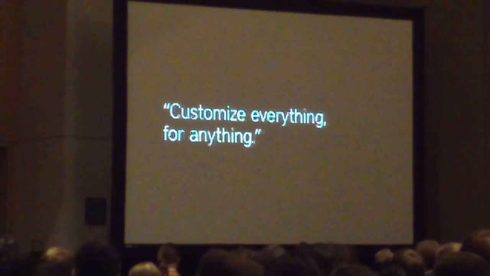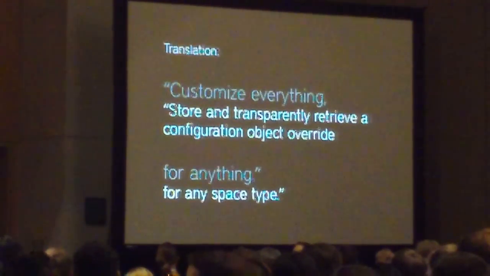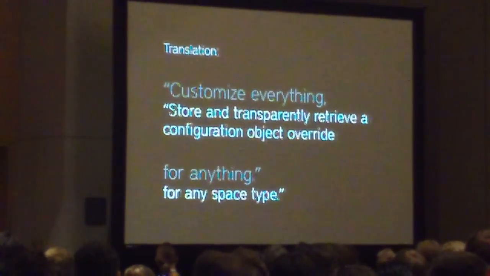So what this statement really means is this: we can store and transparently retrieve an override for a configuration object for any space type.